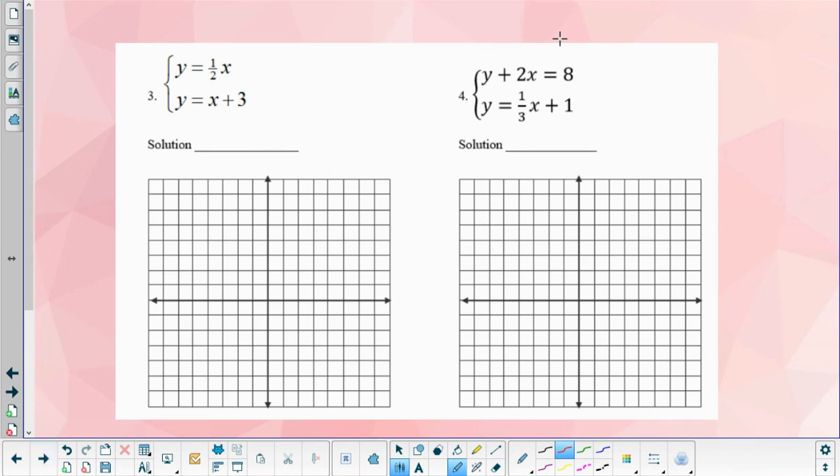All right, for number 3, for the first one, first of all, they're both in y-intercept form, so we're good to go. My first one does not have a y-intercept, so I'm going to start at 0. It's like saying +0 there. So we're going to start at the origin, and we're going to rise 1 and run 2. And I can go ahead and draw my line.